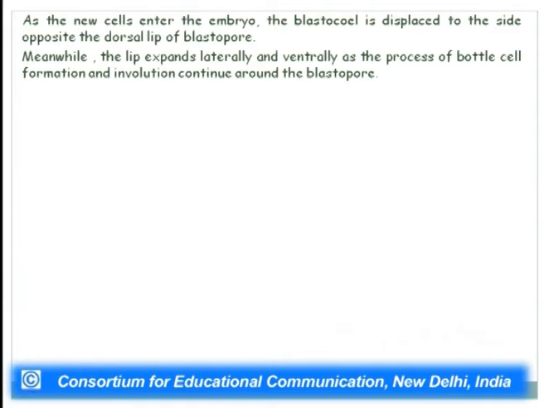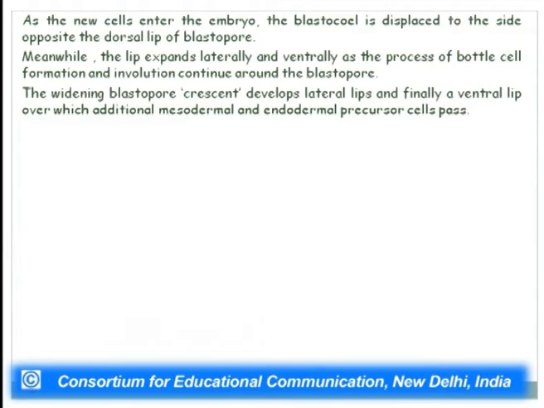The lip expands laterally and ventrally as the process of bottle cell formation and involution continue around the blastopore. The widening blastopore crescent develops lateral lips and finally a ventral lip, over which additional mesodermal and endodermal precursor cells pass. So the endodermal cells and mesodermal cells keep on passing.